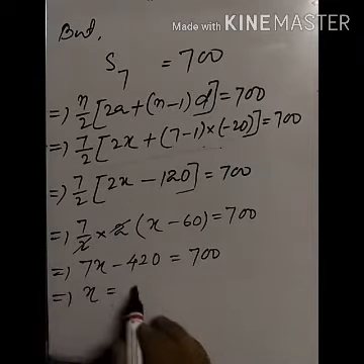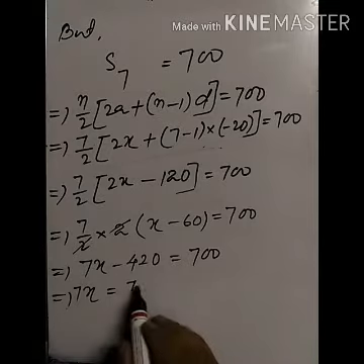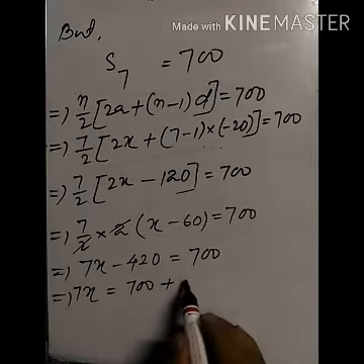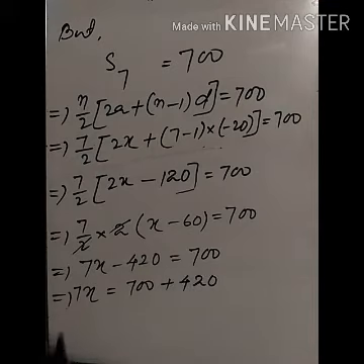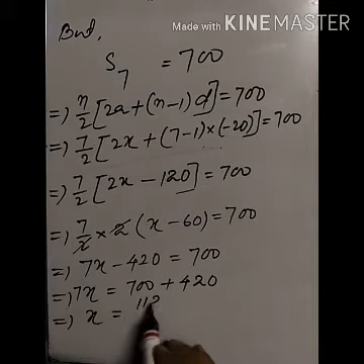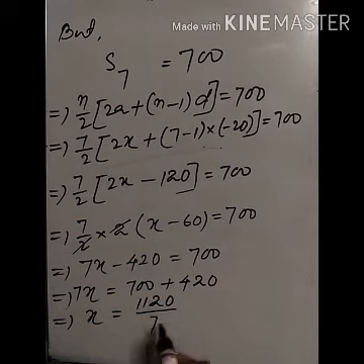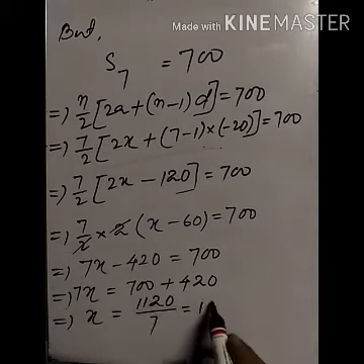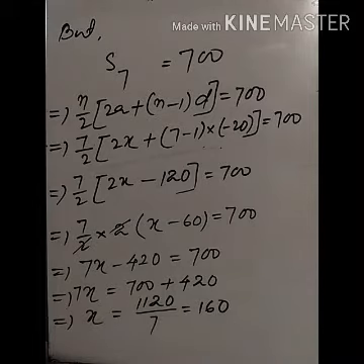So 7X equals 700 plus 420. The value of X will be given by 1120 divided by 7. If we cancel, how much will we get? 7 1 is 7, 7 6 is 42, then 160. Now the value of X is 160. That means the first prize is 160.